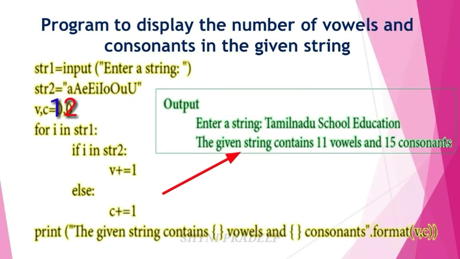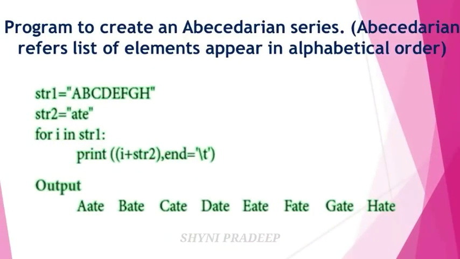Okay. So this is the output. And the next program is to create an alphabetical series, which means a list of elements appearing in alphabetical order. Okay. So string 1 is given A, B, C, D, E, F, G, H, and next string 2, 8. Okay. So a for loop is given: for I in string 1. In the print function, I plus string 2 and end is equal to \t, which means a blank space.